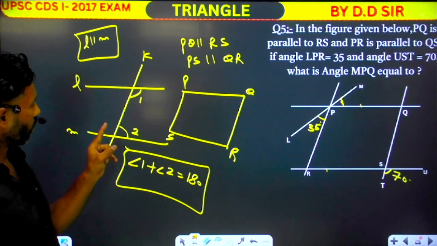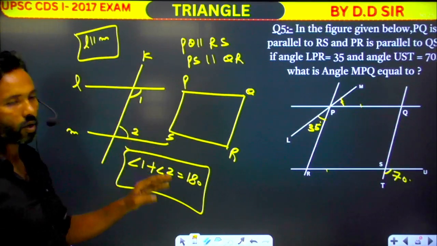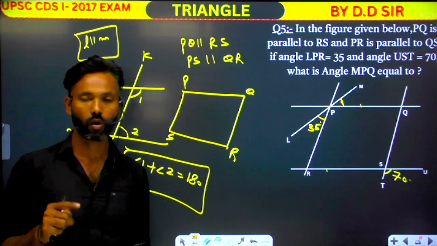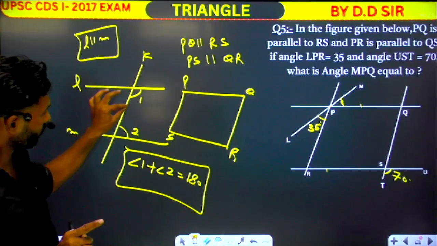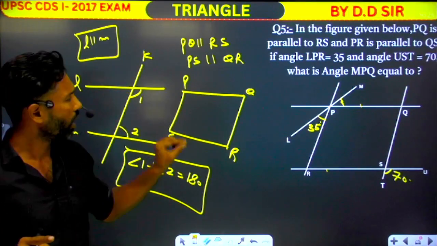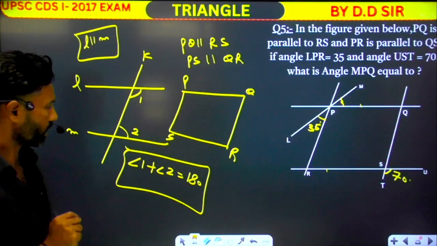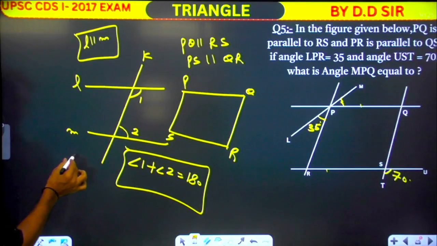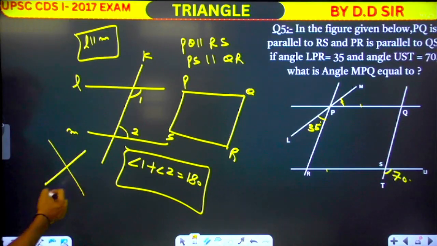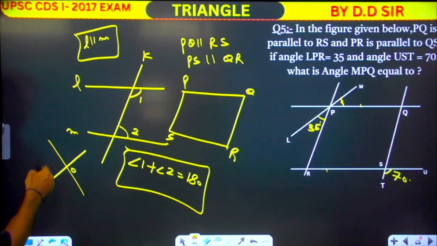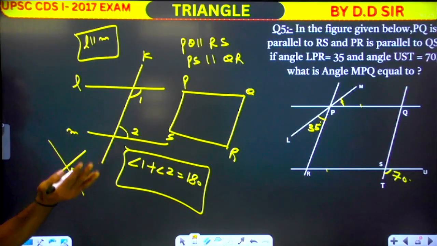So far I have told you about two different properties. One is that the sum of co-interior angles will be equal to 180 degrees, and the other is that opposite angles of a parallelogram will be equal. One more property I want to tell you here. These are two straight lines intersecting each other at a common point and passing straight, not diverting in another direction.